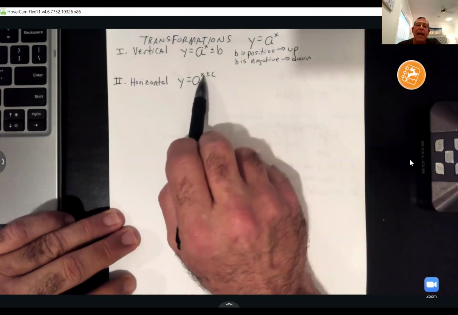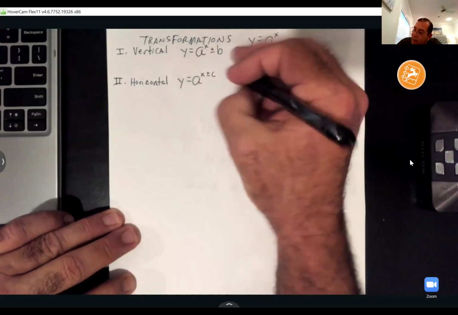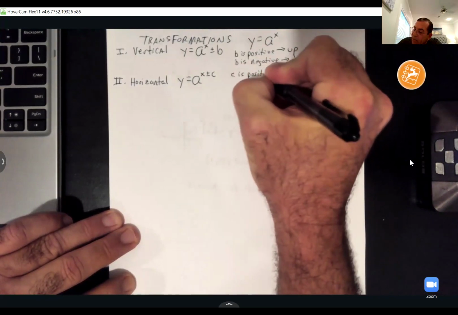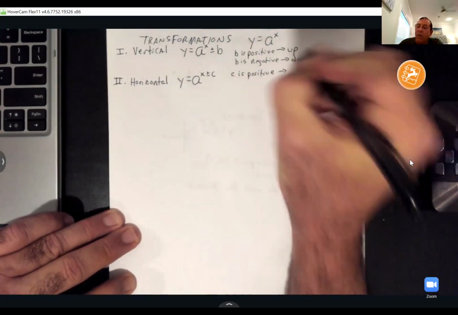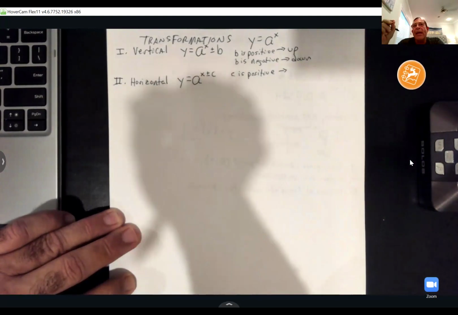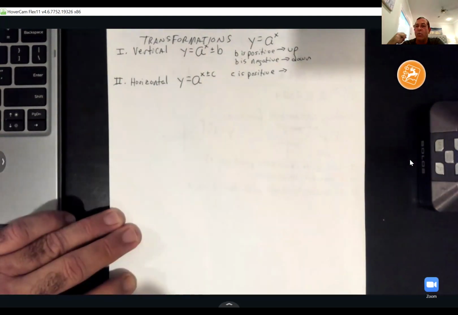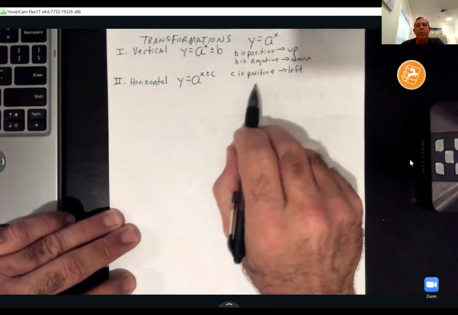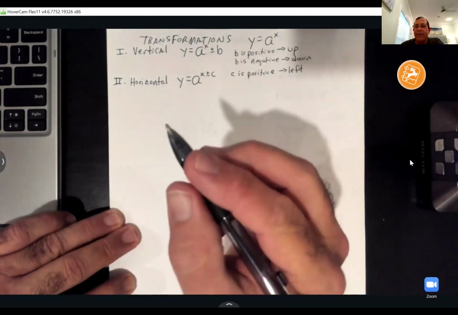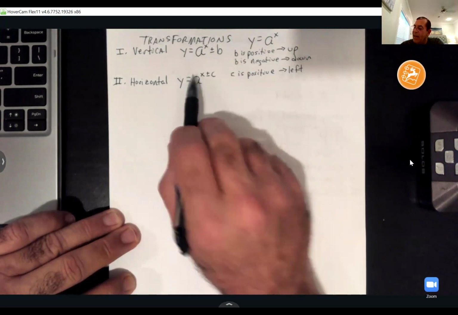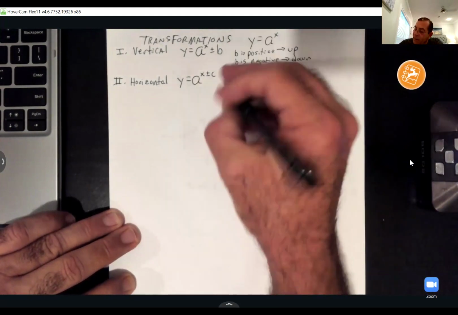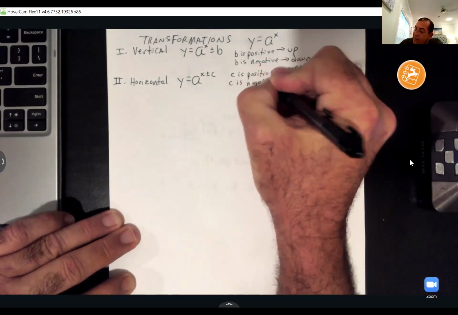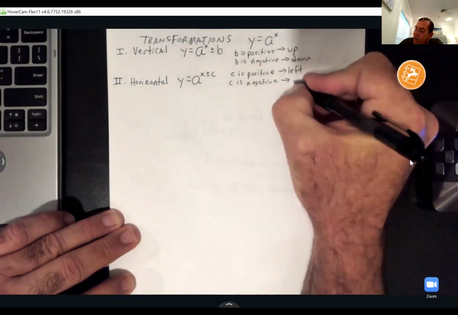So remember, when you attack the variable, if c is positive, well, when we added numbers to the x's inside the parentheses, when we added, it went left. So these are sort of backwards, just like in 7-2. If you add to the x, you're going to go left. If you subtract from the x, then you're going to go right.